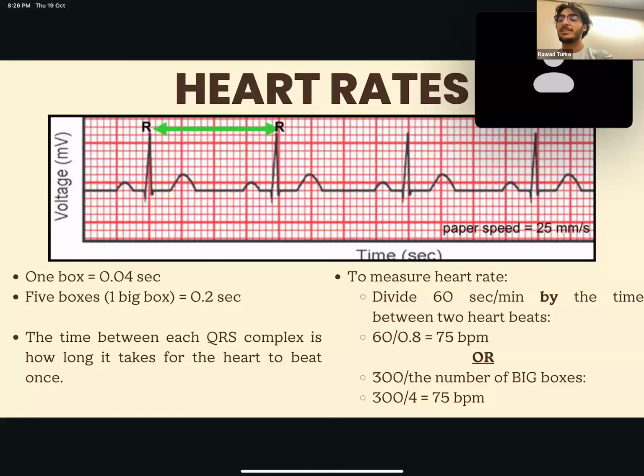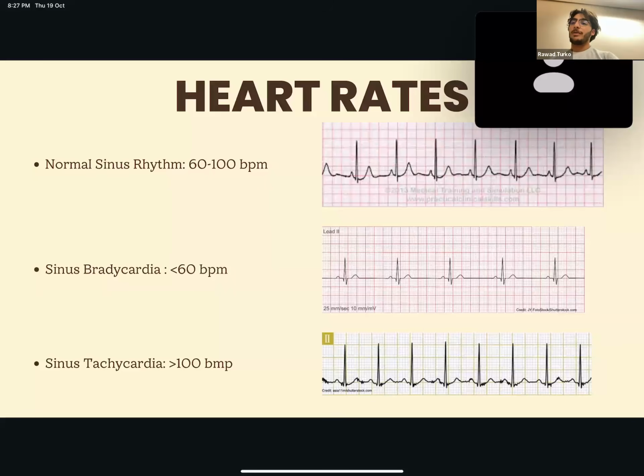I personally did the 300 divided by, because it's easier. And if it's a number in between, if it's not exactly 4 big boxes, then you could do 4.2, 4.4, 4.6, 4.8, or 5. So 300 divided by 4 point whatever it is. That's what I personally used. You could use the first method if you want. It's up to you.